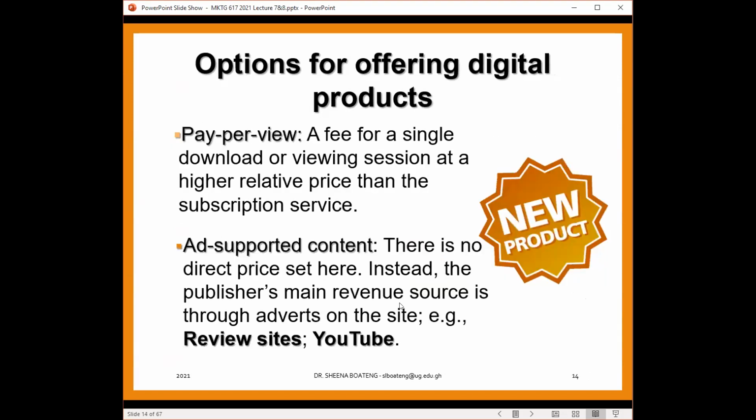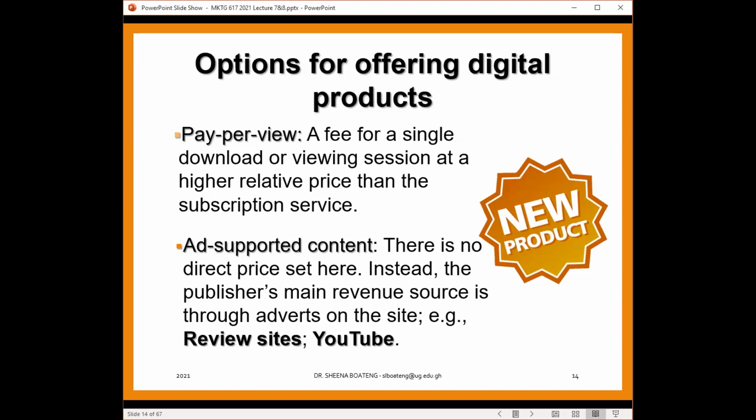Next, we can talk about pay-per-view. And here, pay-per-view is basically a fee for a single download or viewing session of a particular digital product, where the customer does not want to pay for an extended period to have access to that content. So you realize that usually when it comes to movies, you can either subscribe to have access to the platform to watch an unlimited number of movies, or a certain number of movies over a period of time, or you can pay for a particular movie, just watch that one movie and be done with it. That is what we refer to as pay-per-view.